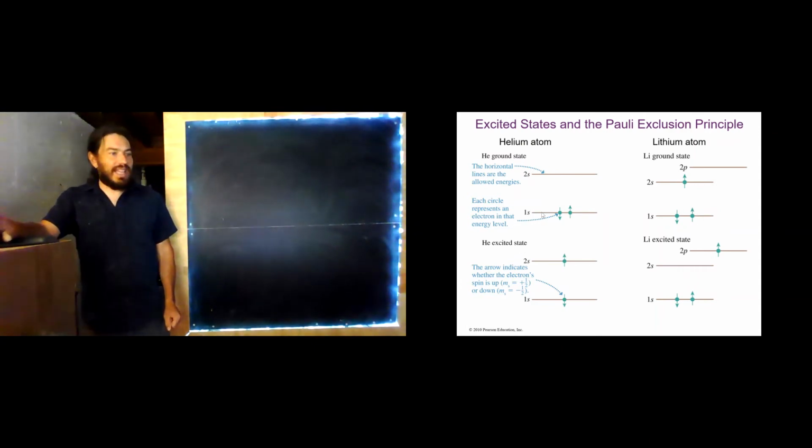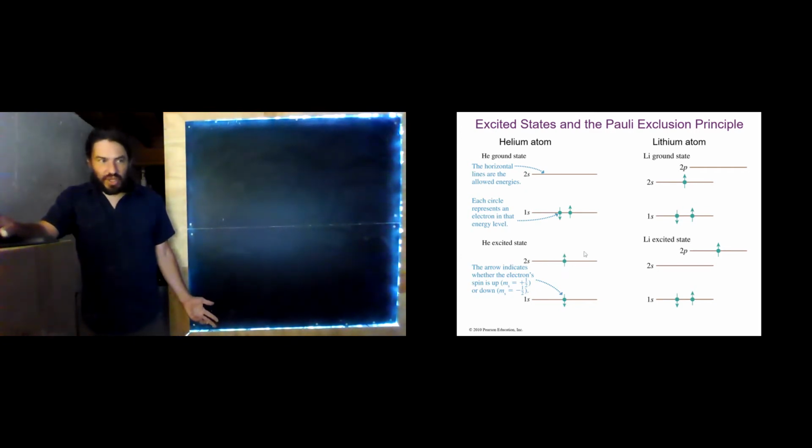So we could take helium and we could cause it to be in an excited state, in which case this electron would jump maybe up to the 2s, for example.